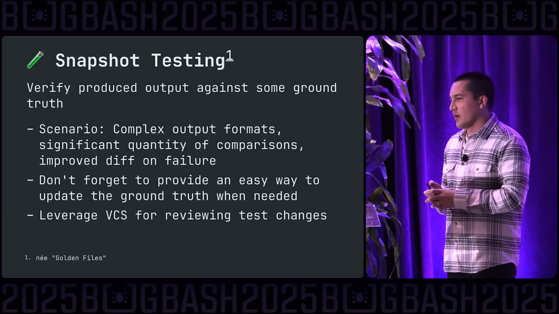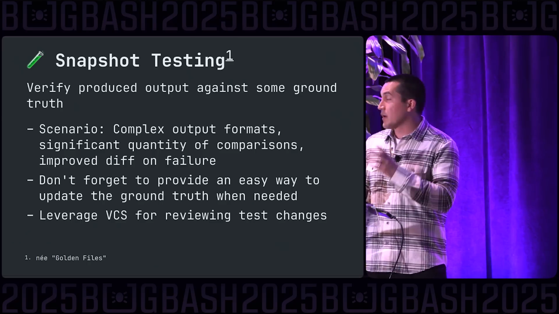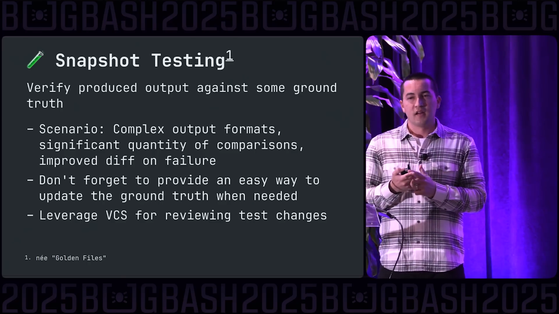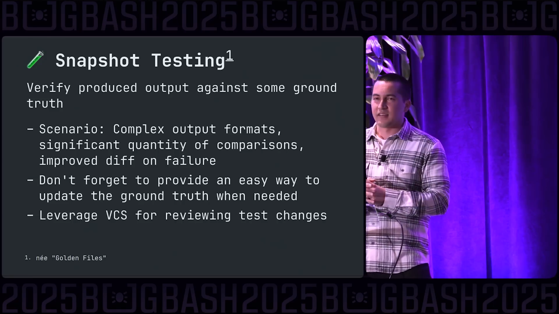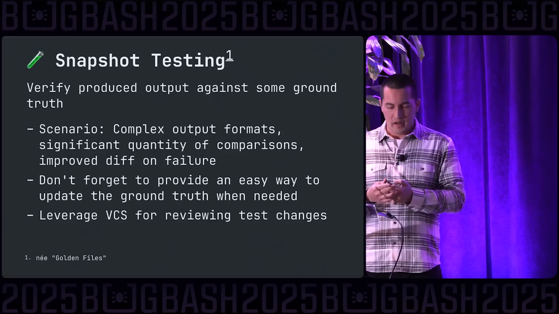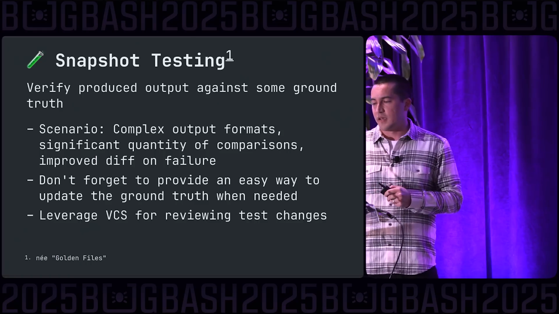But let's get started with the first one, snapshot testing. Sometimes this is also called golden files testing, ground truth testing, other things like that. I used to call it some of those phrases, but I feel like snapshot testing is more of the norm nowadays culturally, so that's what I'm going to call it here.